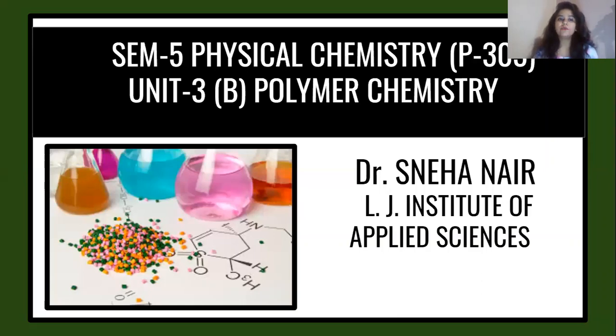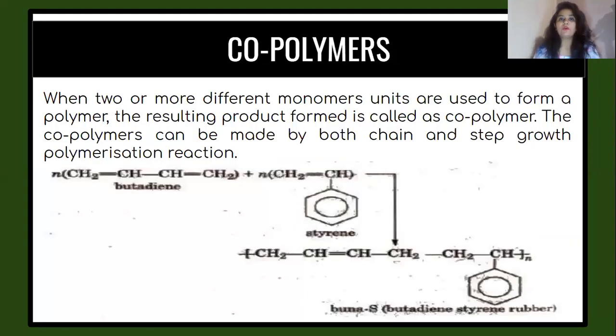In the last video, we had already started with Semester 5 Physical Chemistry, paper number 303, Unit 3B, which is Polymer Chemistry. As I am sure you would have gone through that chapter once again, in the last video we had covered some important topics: the definition of polymer and the classification of polymer. In this coming unit, we'll be studying in detail about a different type of polymers, which are called copolymers.